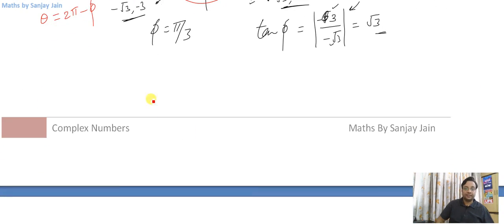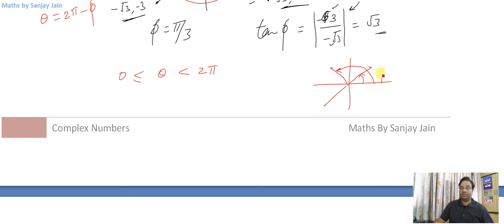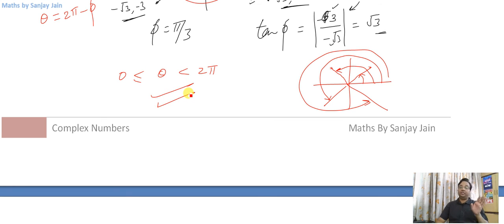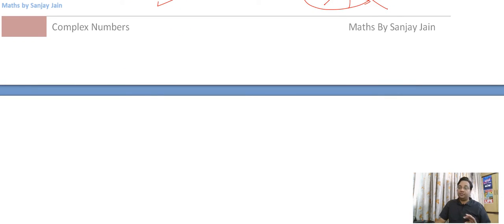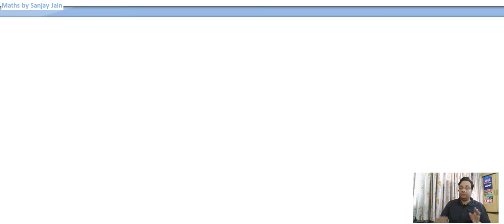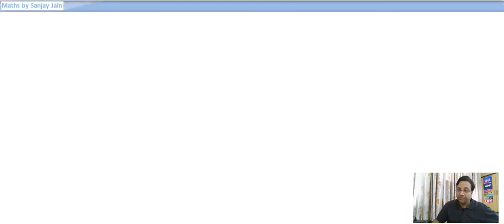Now, argument, when I am writing between 0 to 2 pi, when this is in first quadrant, this is the argument that I am considering. When it is in second quadrant, this is what will give me the argument. In third quadrant, this is what will give me the argument. And in fourth quadrant, this is what will give me the argument. This is the interval that I have taken, 0 to 2 pi. And we know we can have 2n pi plus this argument as my argument. So I will have infinite such arguments which will take me to the same ray.